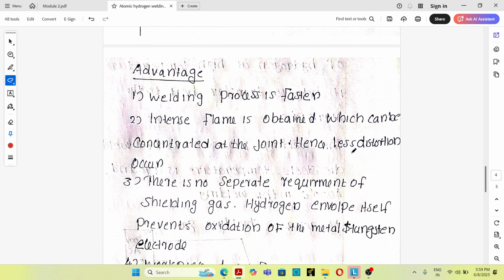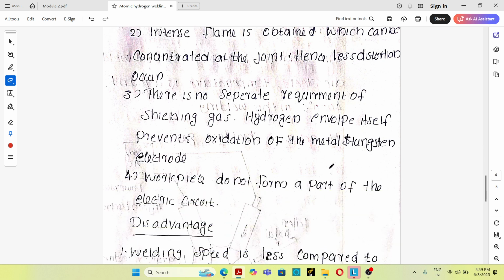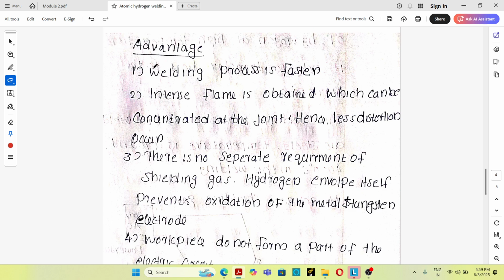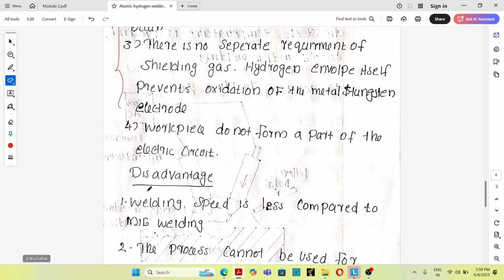So what are the advantages of the atomic hydrogen welding process? The welding process is faster. An intense flame is obtained, which can be concentrated at the joint, hence less distortion occurs. There is no separate requirement of shielding gas. The hydrogen envelope itself prevents oxidation of the metal and the tungsten electrode. The workpiece does not form part of the electric circuit. So these are the advantages of the atomic hydrogen welding process.